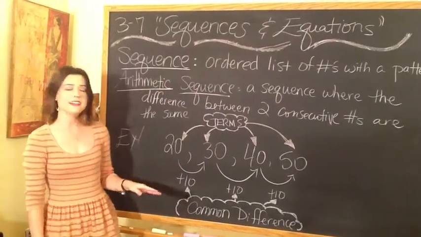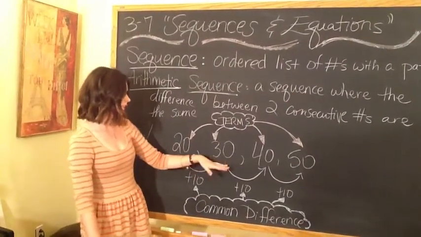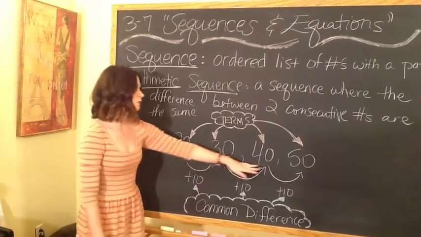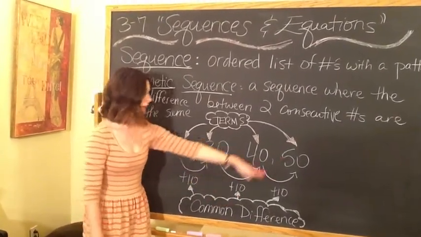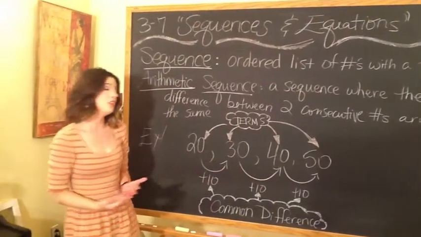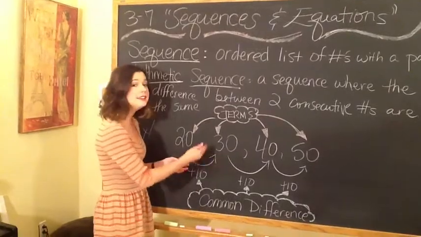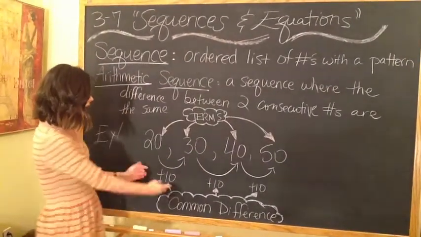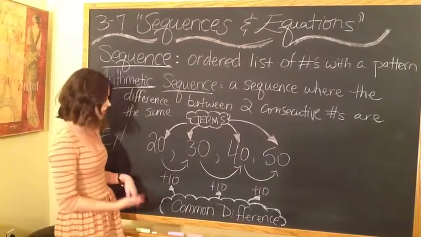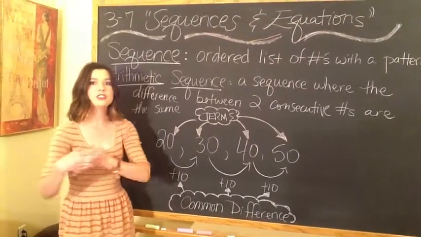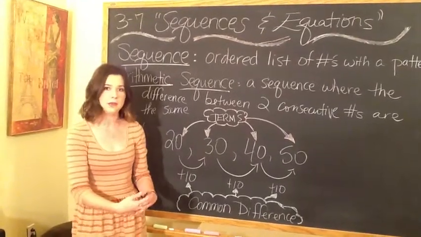Then you can find the difference by subtracting them. If I subtract 20 from 30, I get 10. If I subtract 30 from 40, I get 10. If I subtract 40 from 50, I get 10. So we figure out that we're going up by 10 each time. Each time we go to another number, we're adding 10. And that number, 10, that we're adding each time, is called the common difference. It's common because every single term goes up that many or down that many.